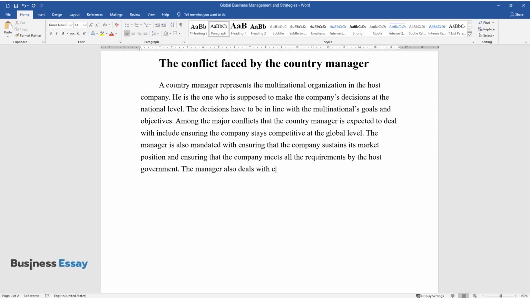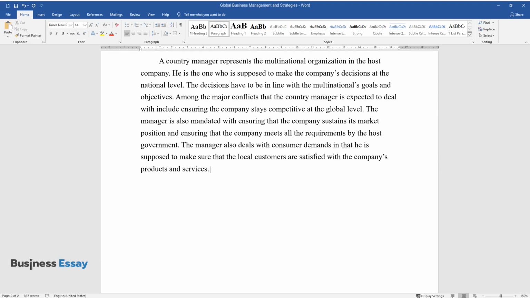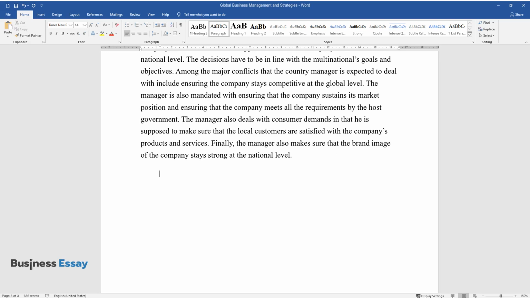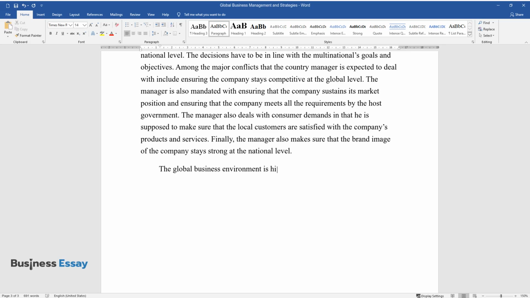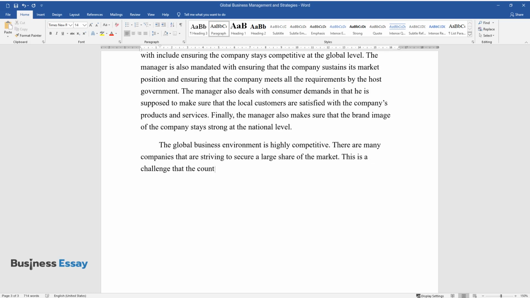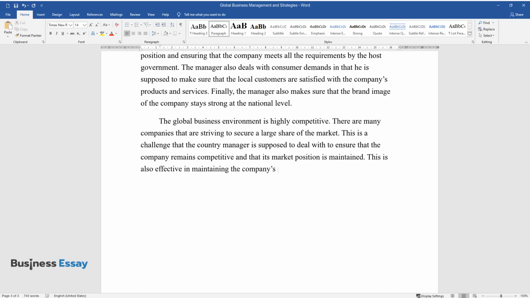The manager also deals with consumer demands in that he is supposed to make sure that the local customers are satisfied with the company's products and services. Finally, the manager also makes sure that the brand image of the company stays strong at the national level. The global business environment is highly competitive. There are many companies that are striving to secure a large share of the market. This is a challenge that the country manager is supposed to deal with to ensure that the company remains competitive and that its market position is maintained. This is also effective in maintaining the company's brand image.